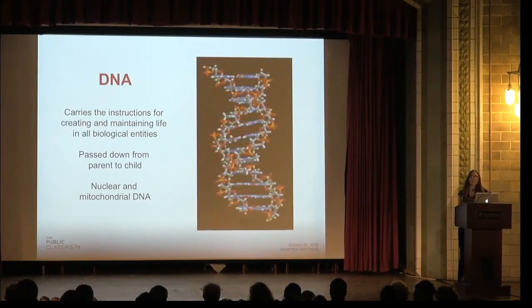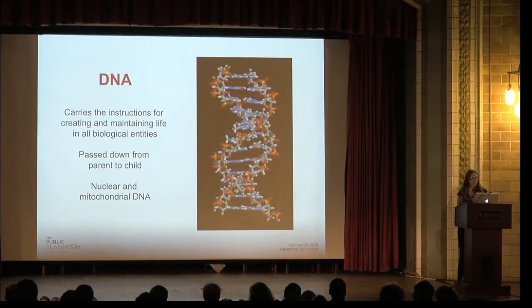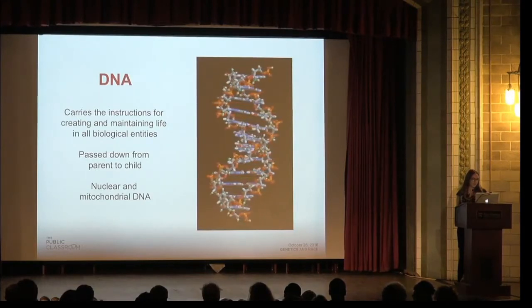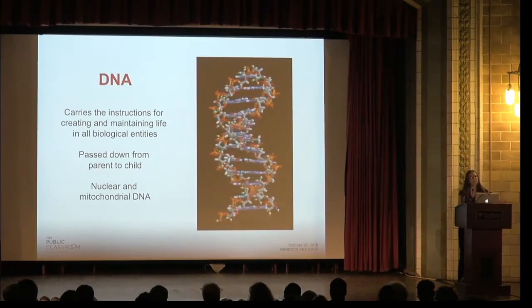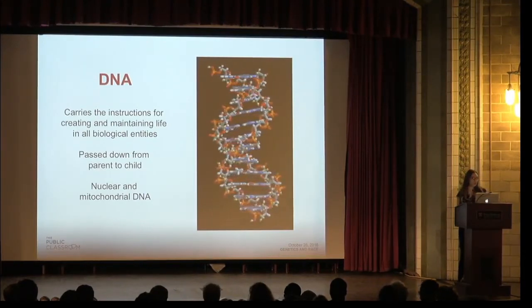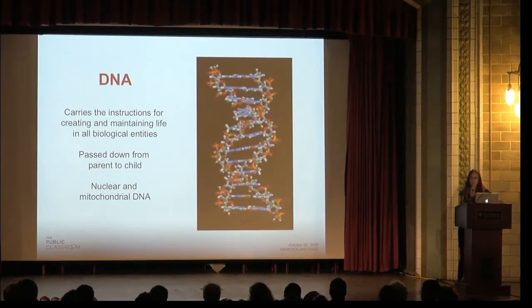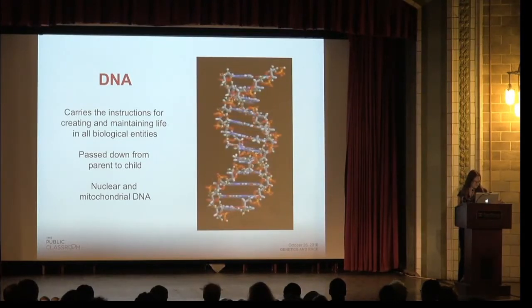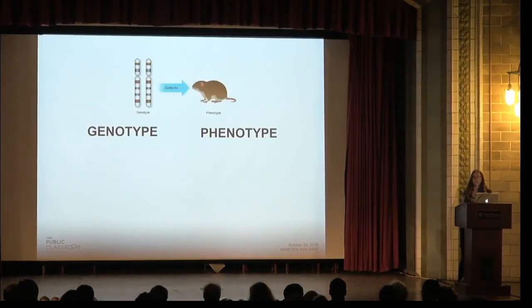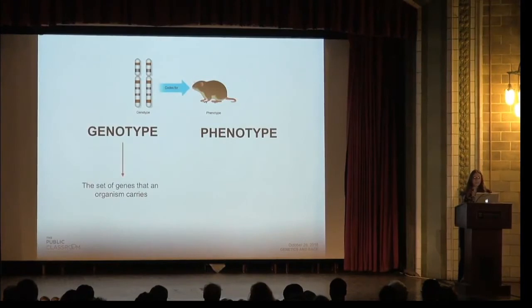Your nuclear DNA is your chromosomal DNA, which reflects your entire genome. This is in contrast with your mitochondrial DNA, which is much smaller and is found in the mitochondria, a cellular organelle also known as the powerhouse of the cell. So oftentimes in genetics, you hear the words genotype and phenotype. Genotype is the set of genes that an organism carries, whereas the phenotype is the physical expression of that genotype.